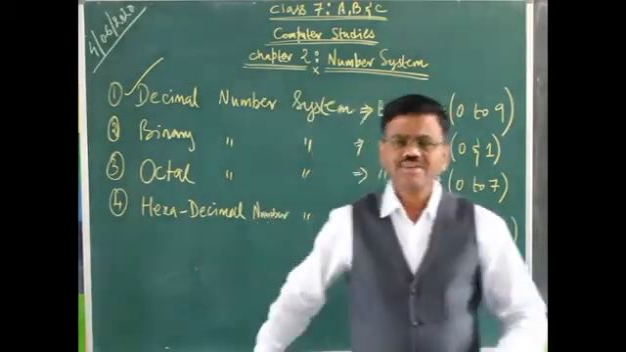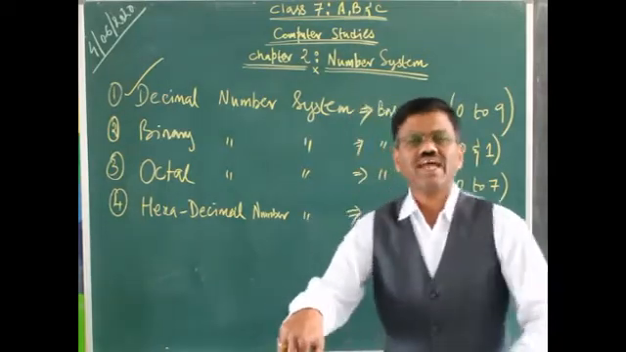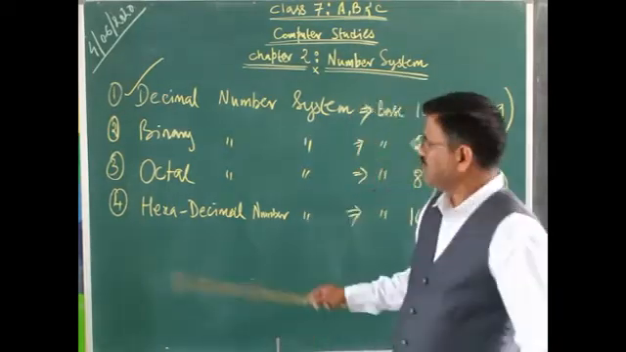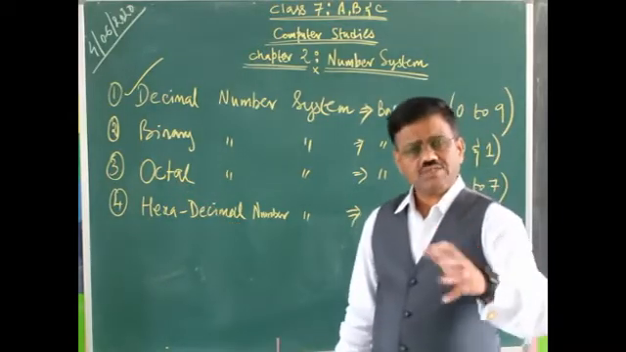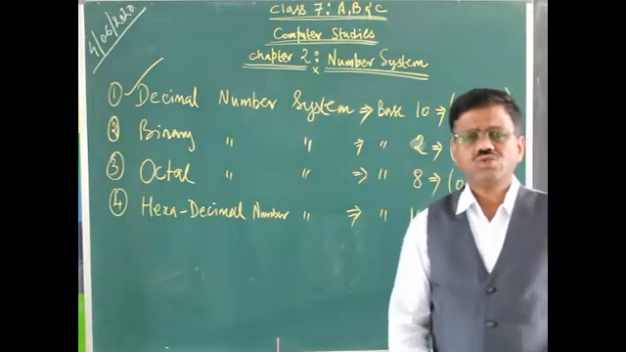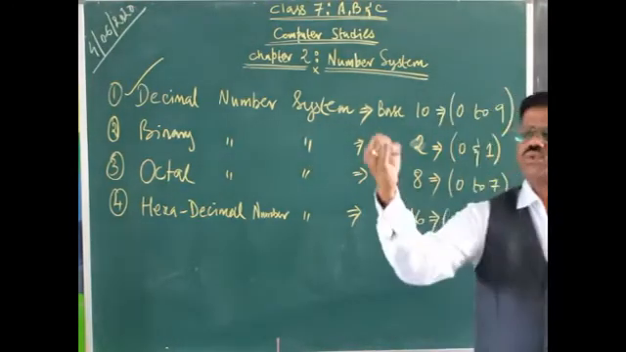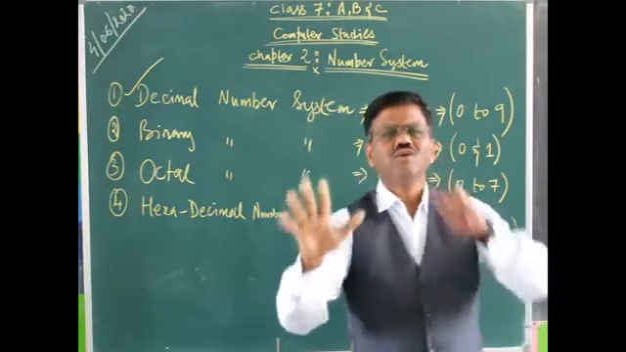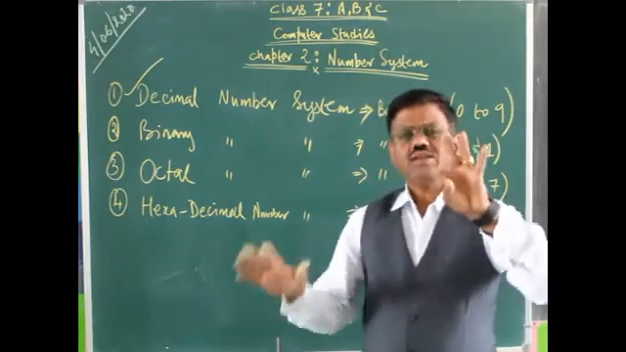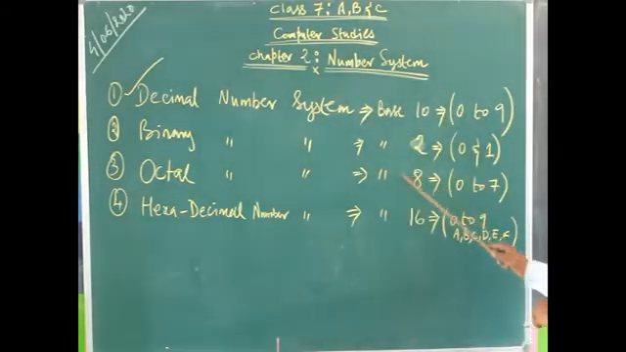Right, boys and girls? Now the third concept, the third number system is known as an octal number system. What does octal mean? Eight. Whose base is how much? How many numbers are there? 0 to 7. 0, 1, 2, 3, 4, 5, 6, 7. So how many of them are there? 8 of them are there. That's why its base is 8. It's called the octal number system.